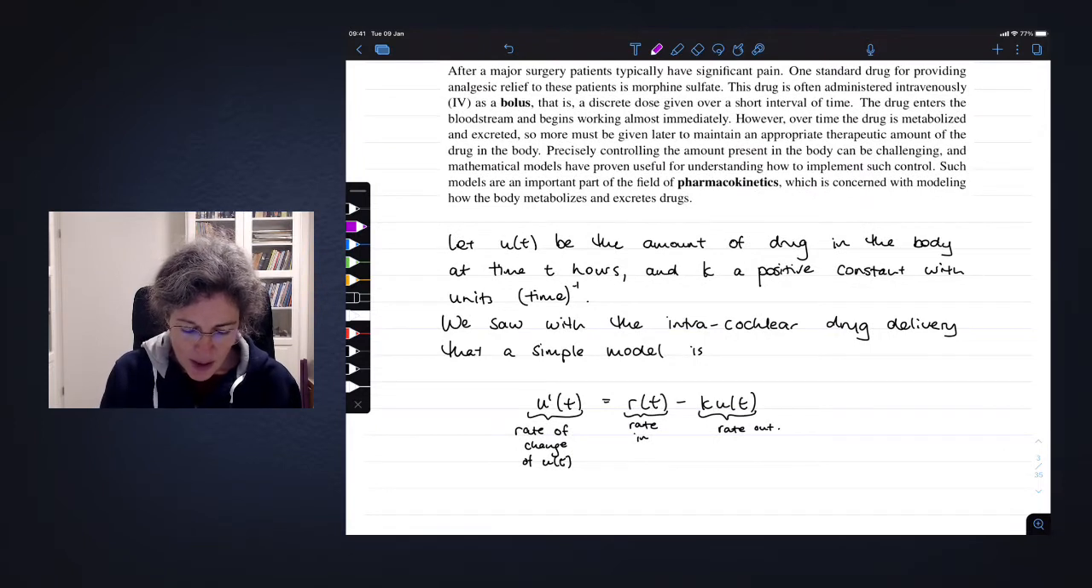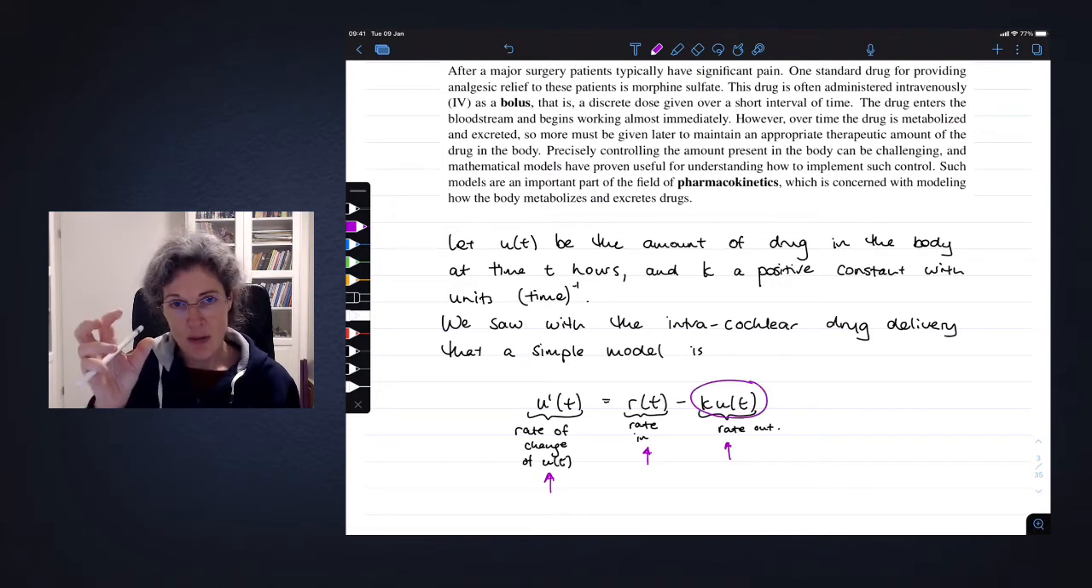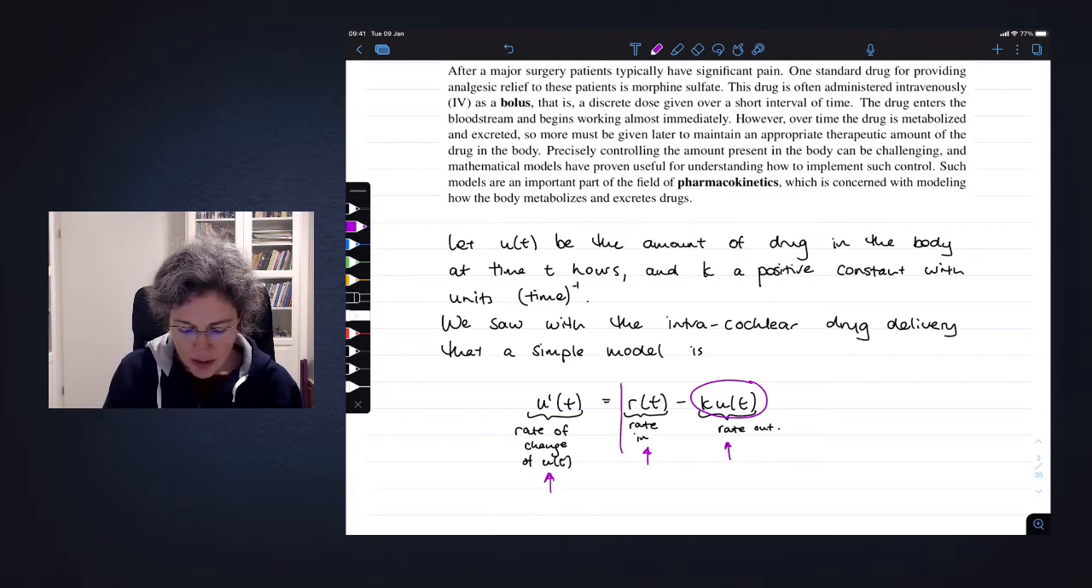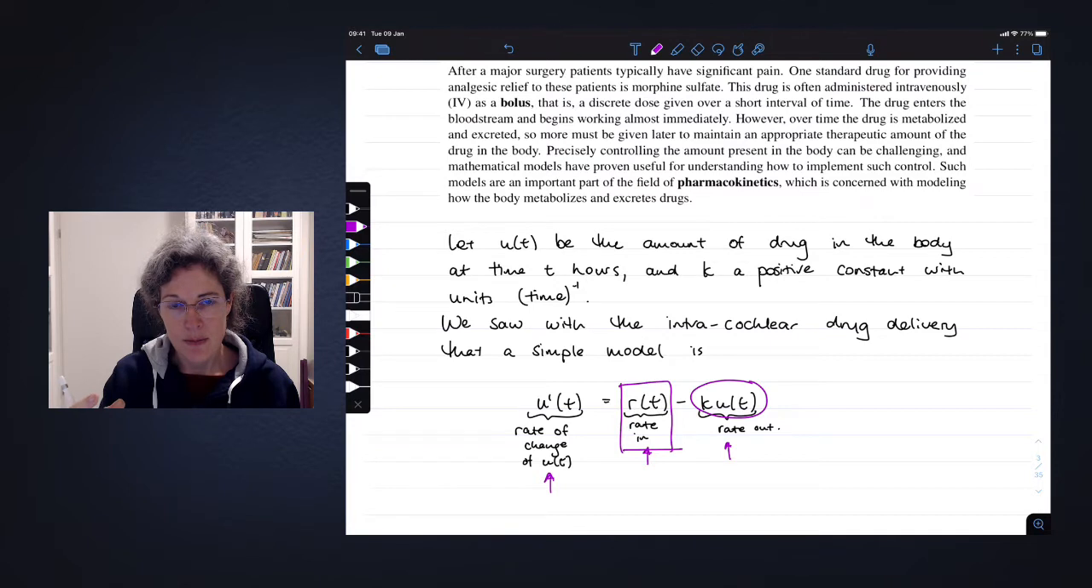So if we let u of t be the amount of the drug in the body at time t hours, and we let k be a positive constant with units 1 over time, then using the same reasoning as when we talked about the intracochlear drug delivery, we can use this model, which says that the rate of change of the amount of drug in the body must be given by the rate at which the drug is going in less the rate at which it's going out. Here we've said that the rate at which it's going out is based on how much is in the body times some kind of absorption coefficient. So it's the rate at which the drug goes in that acts like our forcing function. It's the thing that we determine.